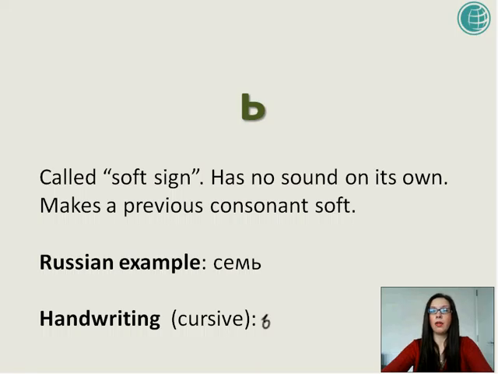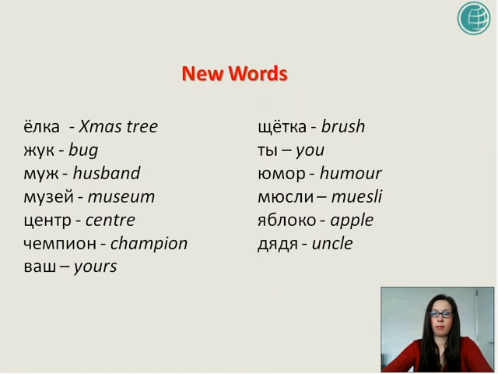And another letter called soft sign. It again has no sound on its own, and it makes a previous consonant soft. Look at this word, семь, which means 7. Семь. Last letter m became soft just because of this soft sign. Congratulations, we learned all Russian alphabets, and now let's repeat new words from this lesson.